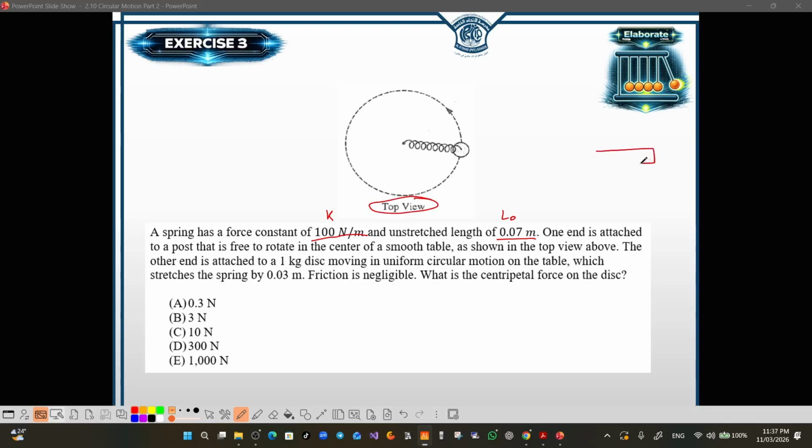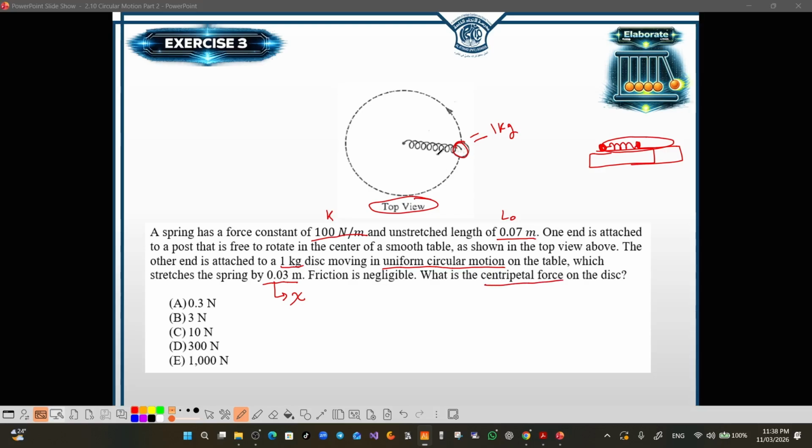Remember that the side view will appear like this, and it will start to rotate in this way. But this is the top view, a different perspective. Now, the other end is attached to a 1 kilogram disc in uniform circular motion, which stretches the spring by 0.03 meters. So this is the amount of stretching, which means this is x. Friction is negligible. What is the centripetal force?